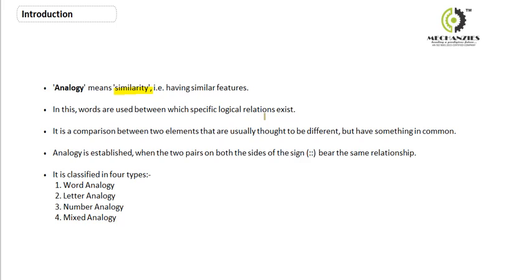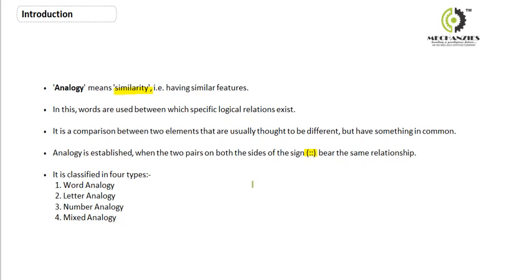It is basically a comparison between two elements that are usually thought to be different, but having something in common. That is, the first part of the analogy, which is separated by this sign, will have certain resemblance or characteristics similar to that of the other object or other words after this sign.